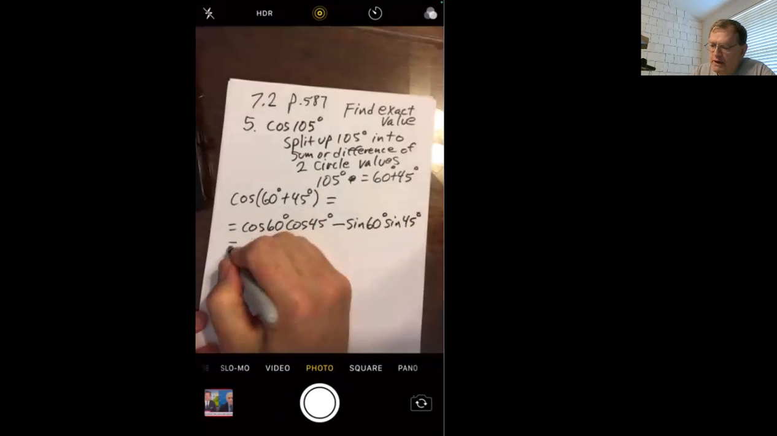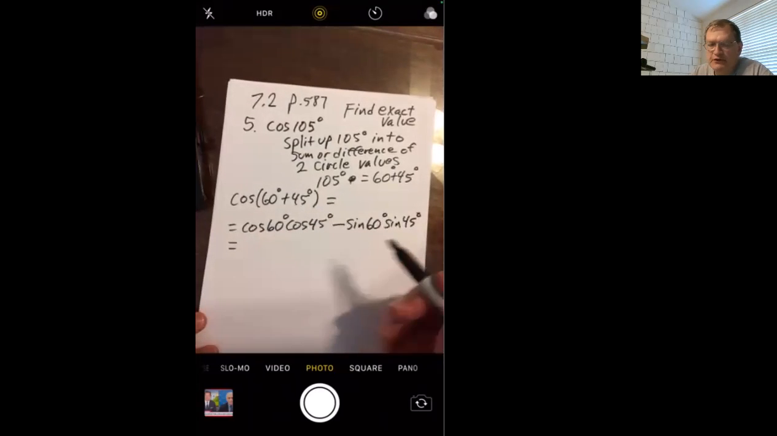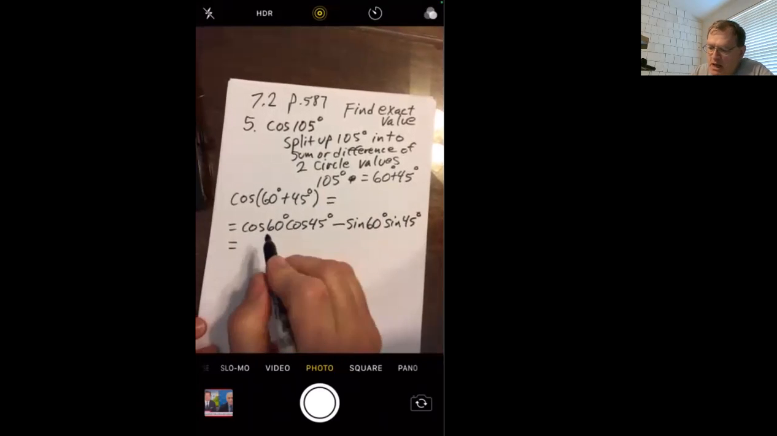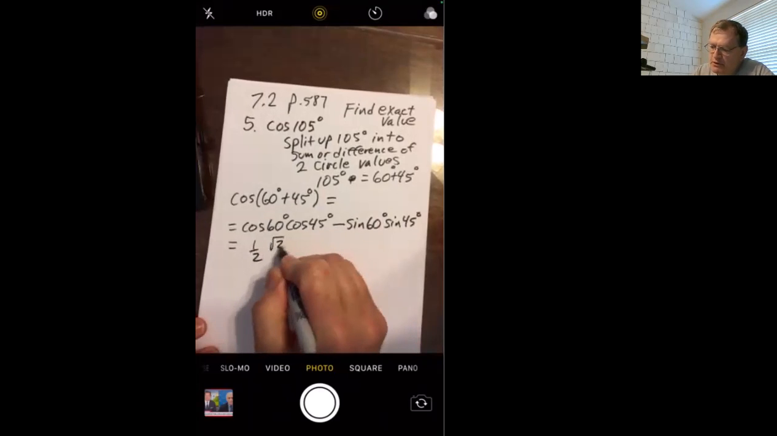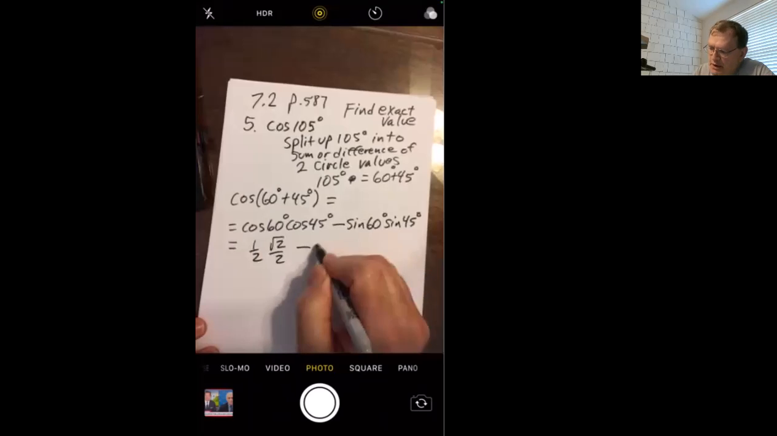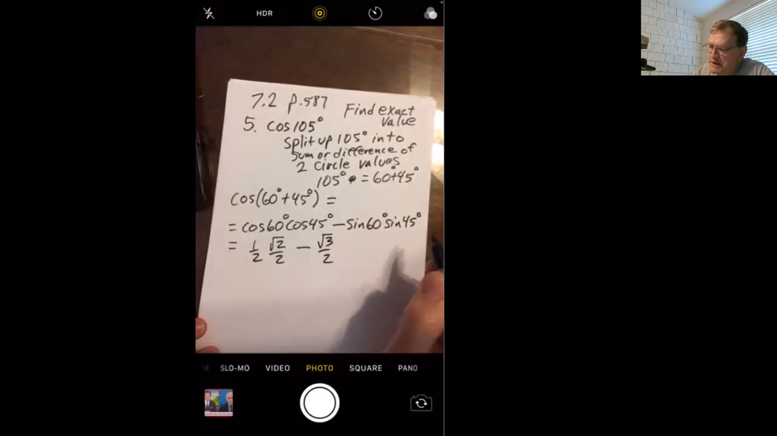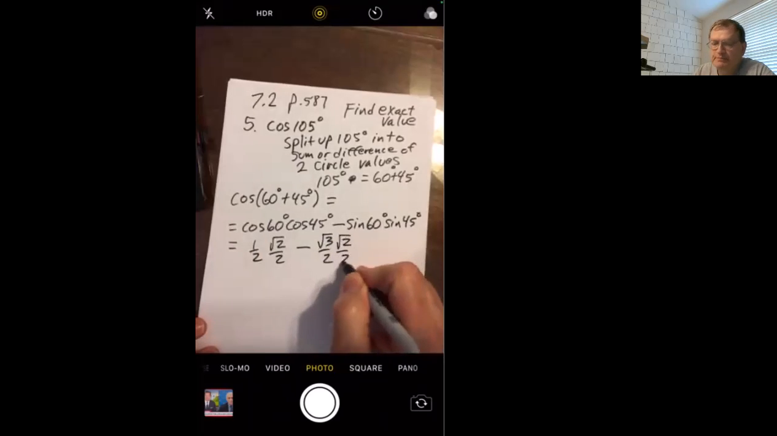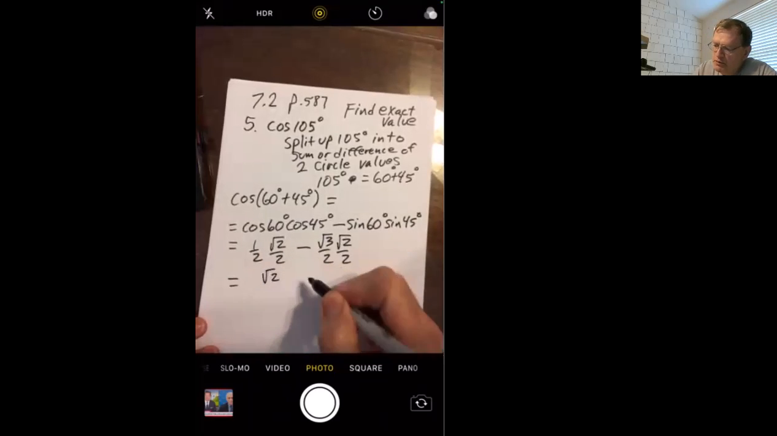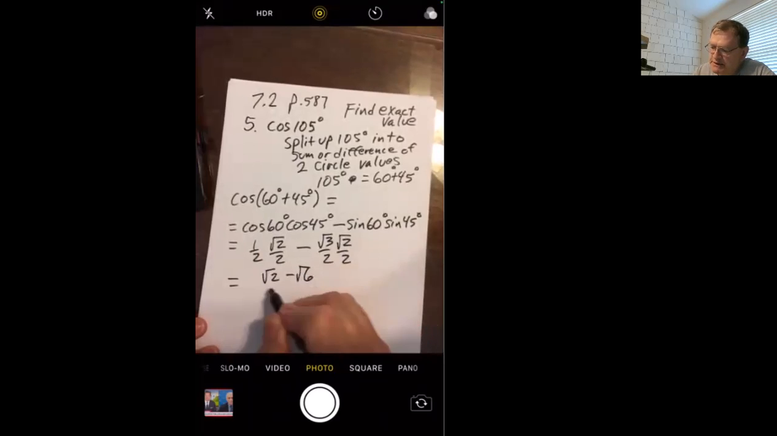And so the idea of using circle values is that you would know individually what these are, and then you just got to combine them, plug them into the pieces and combine them. Cosine 60 is a half. Cosine 45 is root 2 over 2. Sine 60 is root 3 over 2. And sine 45 is root 2 over 2. And you wind up with root 2 minus root 6, and it's all over 4.